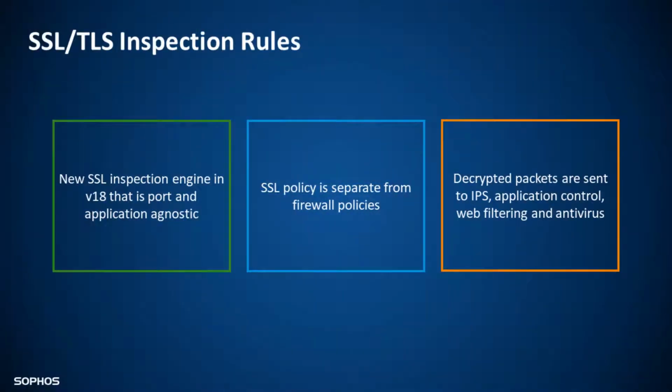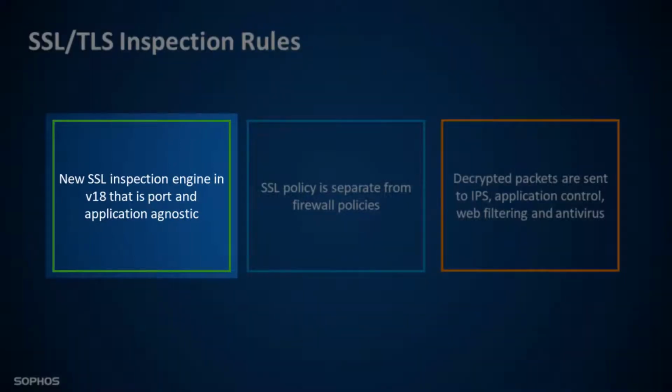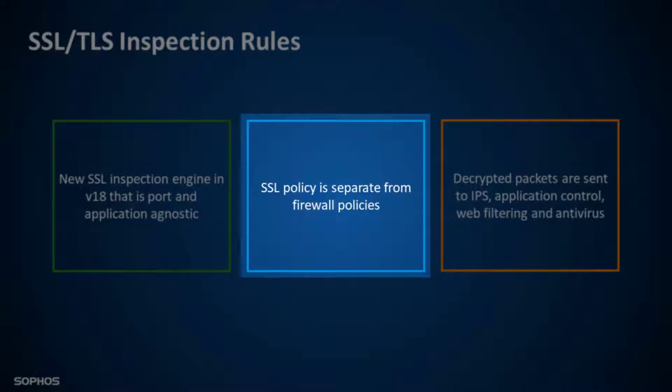The new SSL Inspection engine in version 18 delivers high performance, high connection capacity with support for TLS 1.3 and all modern cipher suites. It is port and application agnostic, so it doesn't need to know what higher level application is being used. The SSL policy for the new inspection engine is now separate from the firewall rules.